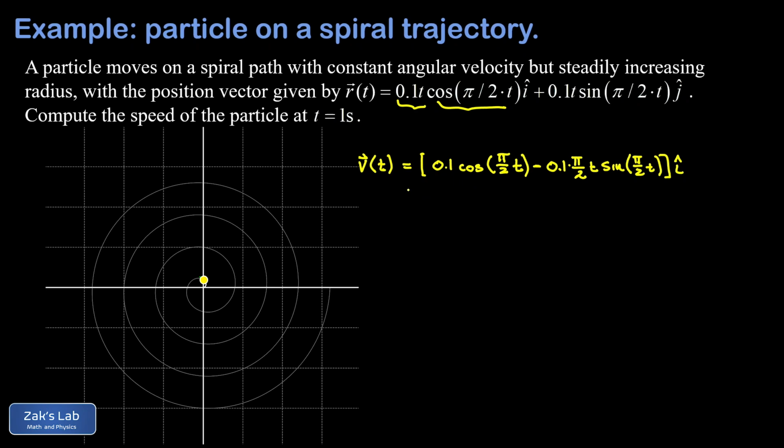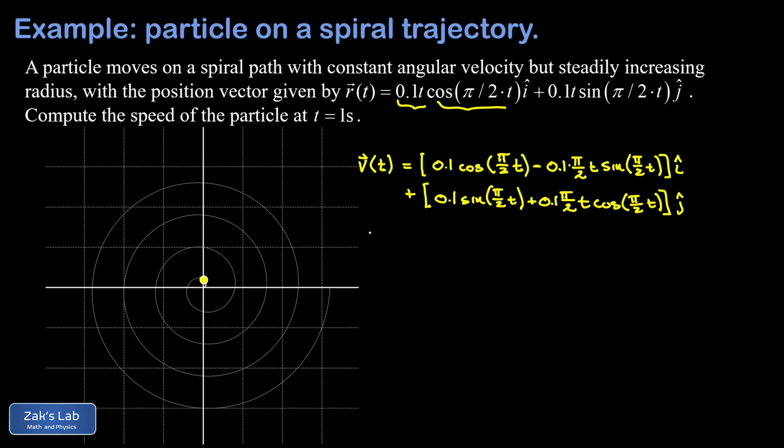Then we look at our j hat component, and it's a similar thing. I have to use the product rule and the chain rule. My first term is going to be 0.1 sine pi over 2t, and then my second term gets an extra factor of pi over 2 because of the chain rule, so 0.1 times pi over 2t times the cosine of pi over 2t, and that's all the coefficient of j hat.